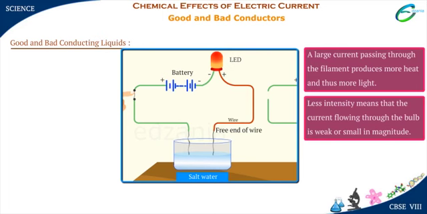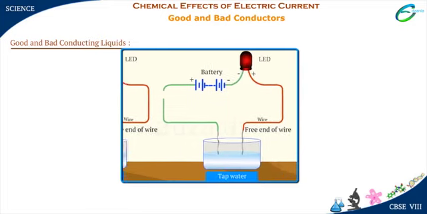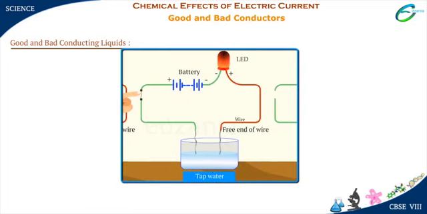So we can conclude that conducting power of solution in tester circuit 1 is good, as it is glowing brightly. So, salt solution is a good conductor of electricity. When we switch on the battery knob in tester circuit 2, LED bulb glows with a dim light. So we can conclude that conducting power of solution in tester circuit 2 is bad as it is glowing with dim light. So tap water is a poor conductor of electricity.